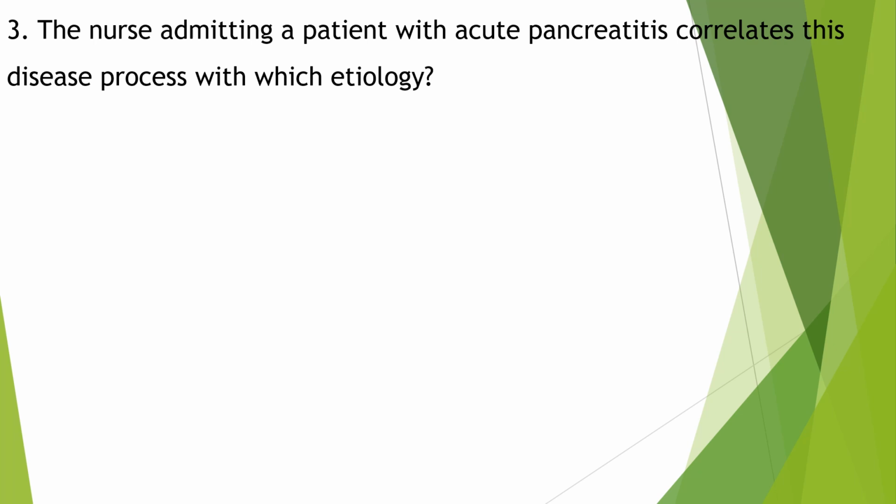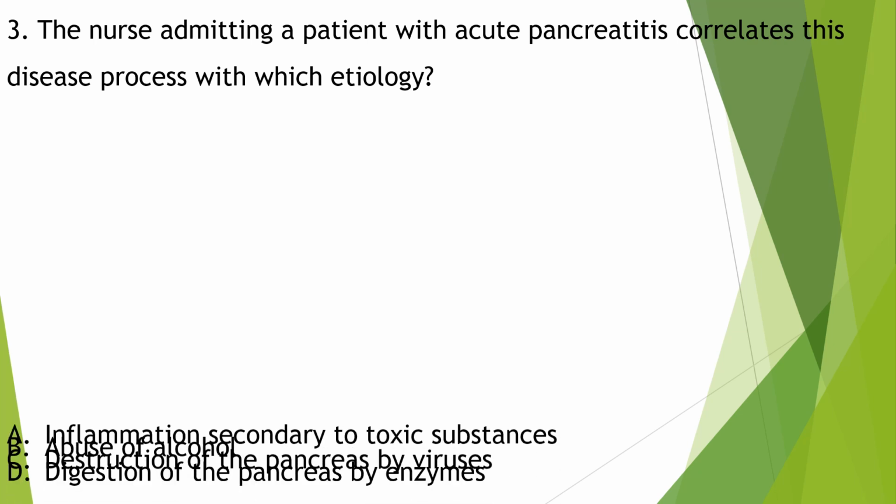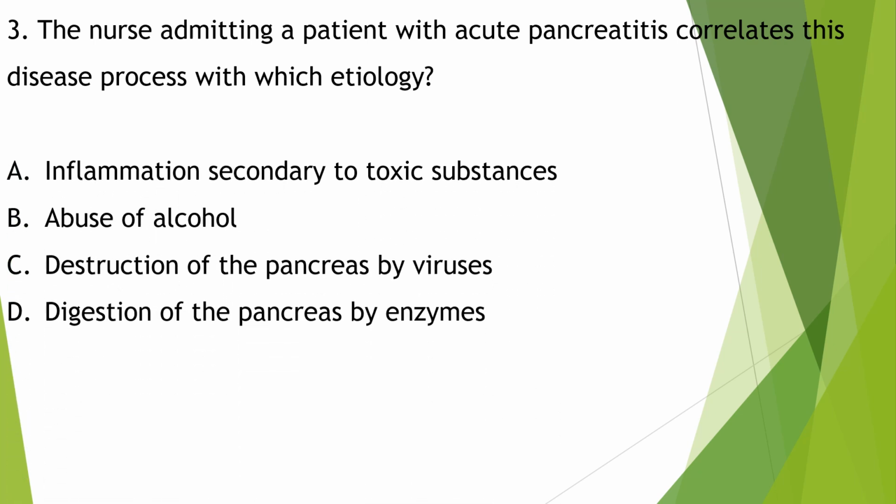The nurse admitting a patient with acute pancreatitis correlates this disease process with which etiology? Inflammation secondary to toxic substances, abuse of alcohol, destruction of the pancreas by viruses, digestion of the pancreas by enzymes. Acute pancreatitis is caused by the autodigestion of the pancreas by the pancreatic enzymes it produces.